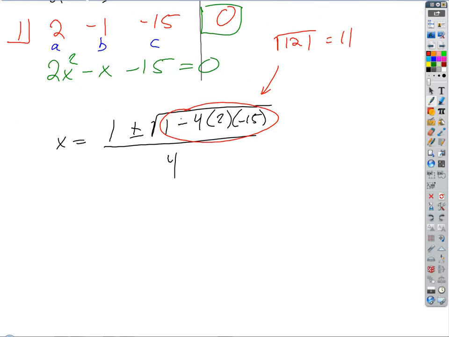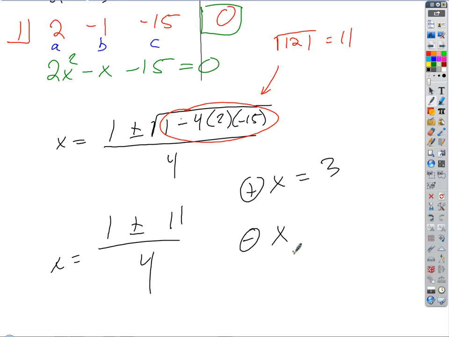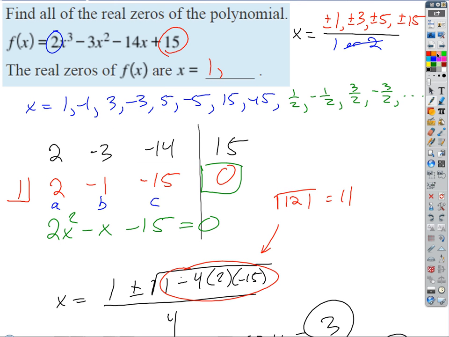So then the quadratic formula is just going to become 1 plus or minus 11 over 4. So I just do the plus. If I do the plus, x would be 1 plus 11 is 12, divided by 4 is what? 3. If I do the minus, I'd get 1 minus 11 is what? -10, good, over 4, so x would equal -10 fourths, which reduces to what? -5/2. So there's an answer that we'll add to our list up here. There it is.